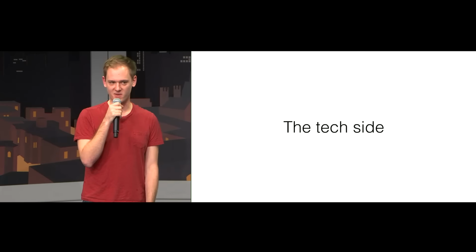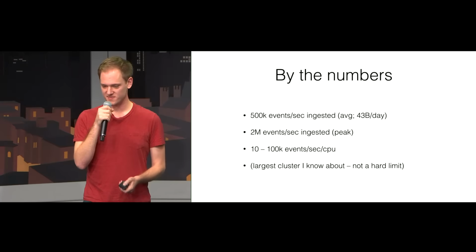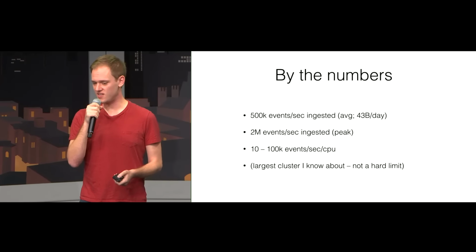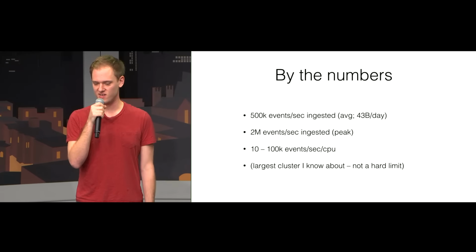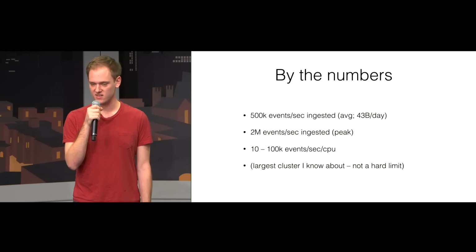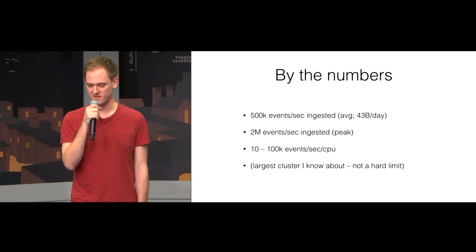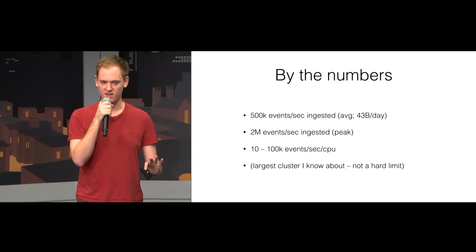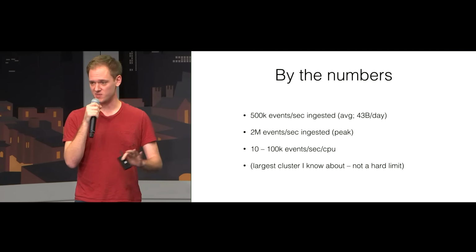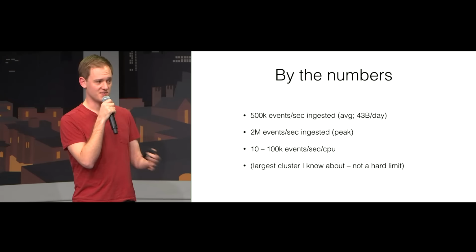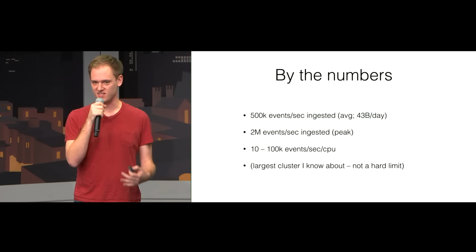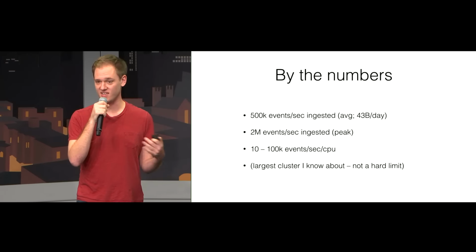So I'll talk a bit now about the tech side of Druid and how it does what it does and how it's organized. So, Druid by the numbers. The largest cluster that I'm aware of is ingesting about 500,000 events per second on average, so a little over 40 billion events per day, and 2 million events per second at peak. That's doing about 10,000 to 100,000 events per second per CPU. The reason for that range is you get 100,000 in the benchmarks that we publish, and you get 10,000 in real life.